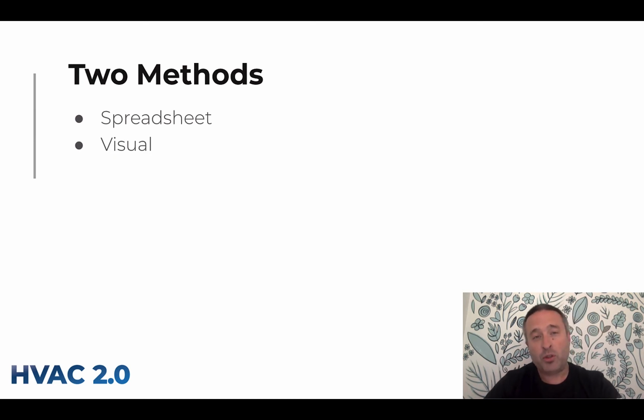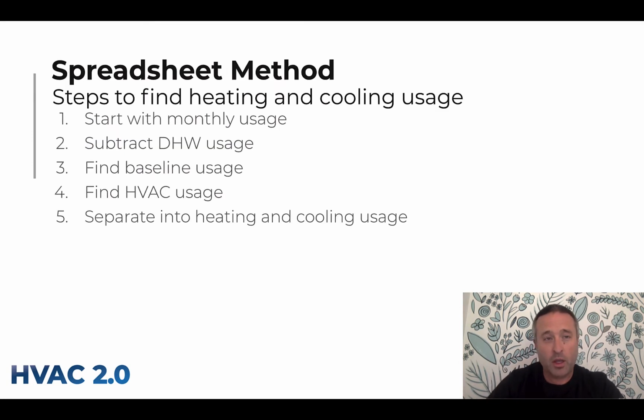I'm going to go over 2 different methods to back into this. So we're going to start with the hard way, which is the spreadsheet version, because you need to understand how the math works. And then I'm going to show you the easy way, which is the visual method. So the spreadsheet method, there are 5 steps.